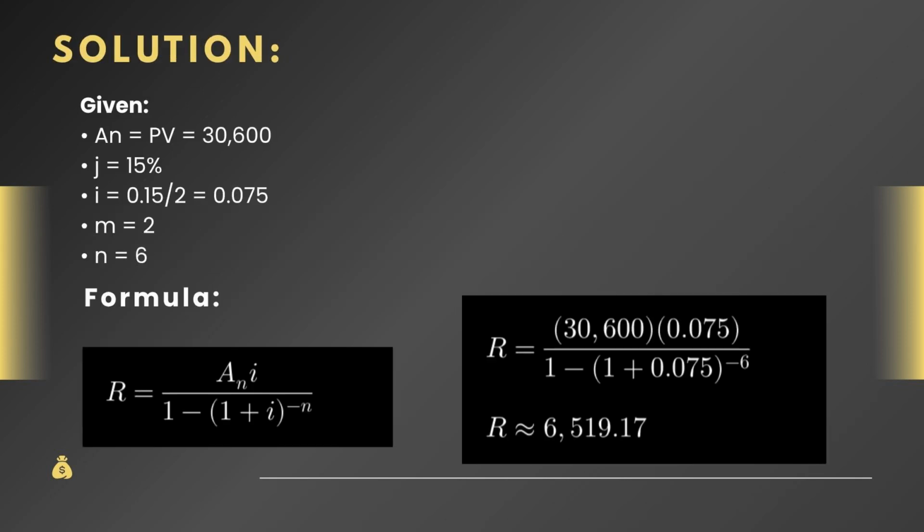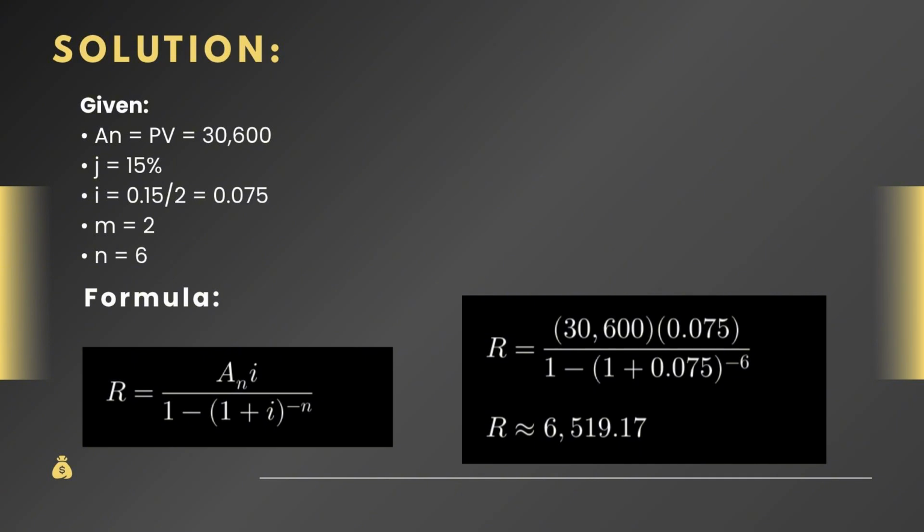Here, our A sub n or present value is 30,600. J is 15%, so I is 0.15 divided by 2, which equals 0.075 or 7.5% per period. M is 2 since it's semi-annual, and since this covers 3 years, N is 3 times 2, giving us 6 periods. We'll use the regular payment formula.